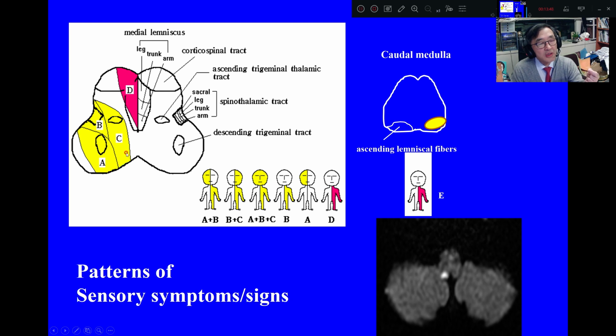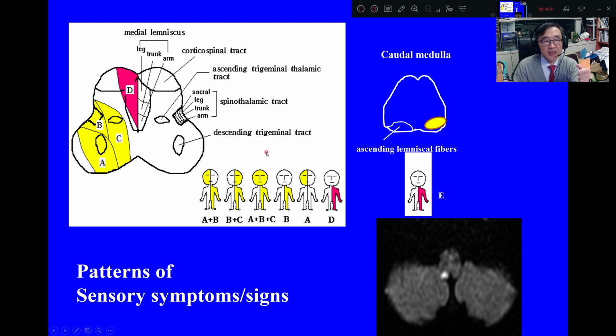But if the lesion involves B and C, the ascending already crossed trigeminal sensory fibers, it will lead to contralateral trigeminal involvement. If the lesion involves all A, B, C altogether, then it will involve the bilateral face here. If a superficial lesion involves only B, then the face will be spared, as in these cases. So these are various types of sensory patterns shown in lateral medullary infarction patients.